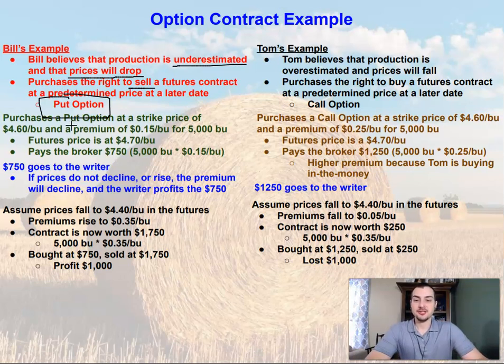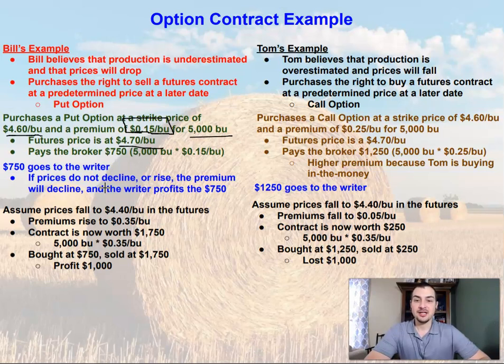So he purchases this put option at a strike price of $4.60 per bushel, at a premium of 15 cents per bushel, that's the premium that you've got to pay to the writer of the option, for 5,000 bushels. So the futures value is actually at $4.70. I want you to stop and think about this. Is he in the money, at the money, or out of the money?